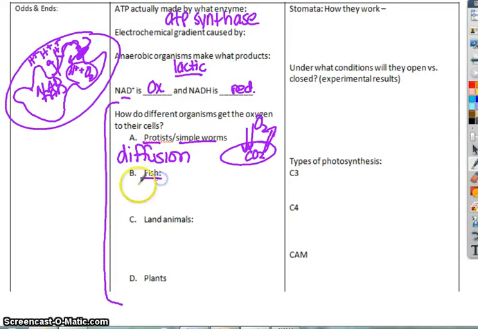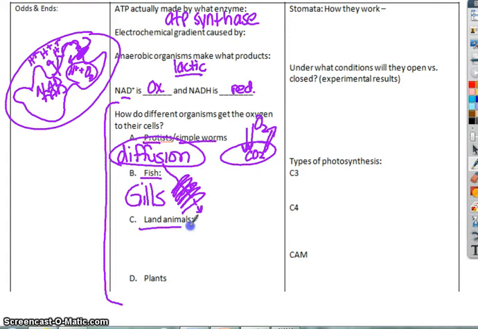What do fish do? Fish have gills. What are their gills really? They're kind of like feather-like things with a bunch of capillaries, and as the water flows over them, the oxygen goes in and the carbon dioxide goes out. So basically, guess what? It's diffusion, but it's diffusion across gills. Land animals typically have lungs.